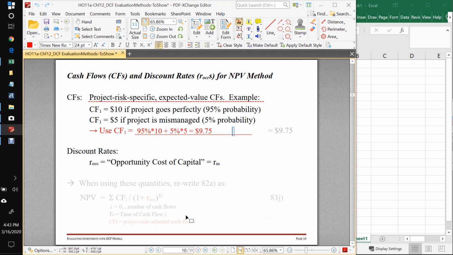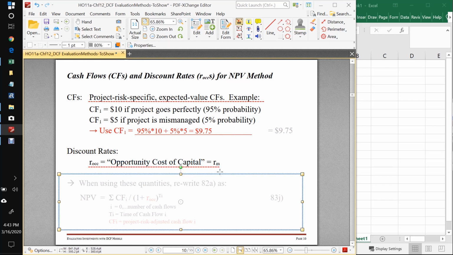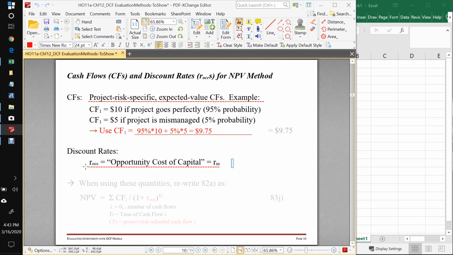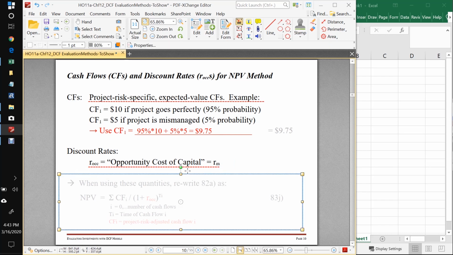Well, happily, we thought about that a lot in the last chapter, and what we always want to use for our discount rates are our opportunity costs of capital, which, as we know, can be described as either ROCC for our opportunity cost of capital or RM for our market or our industry. Either one is fine. They mean the same thing as far as we're concerned in this chapter.